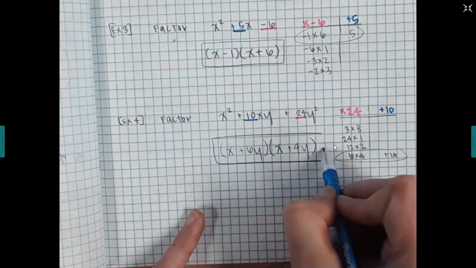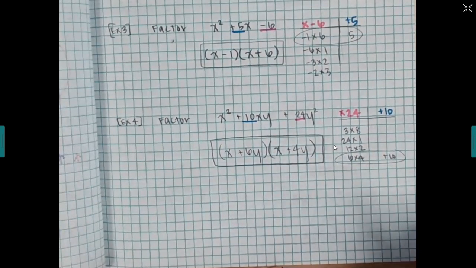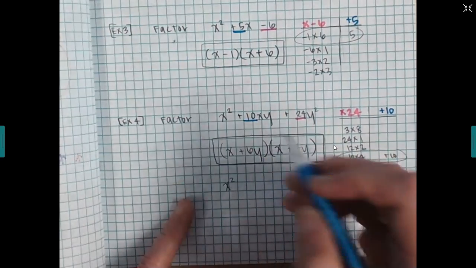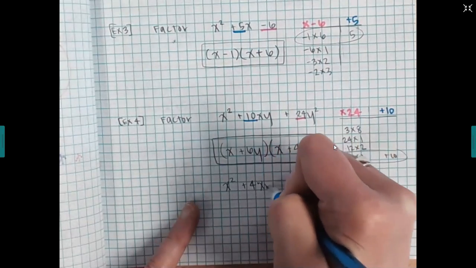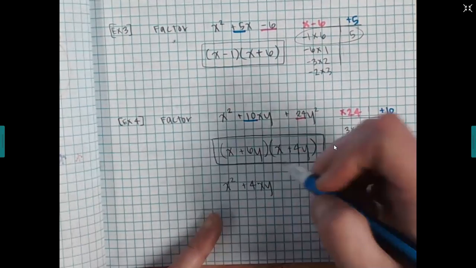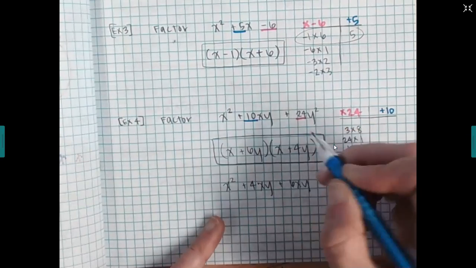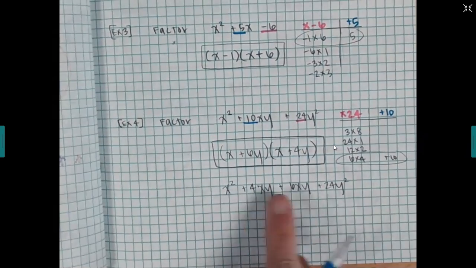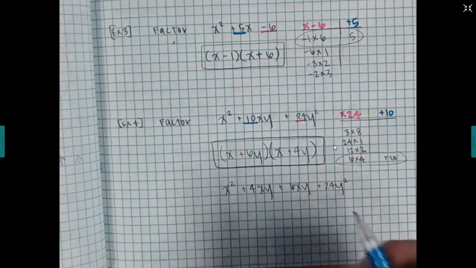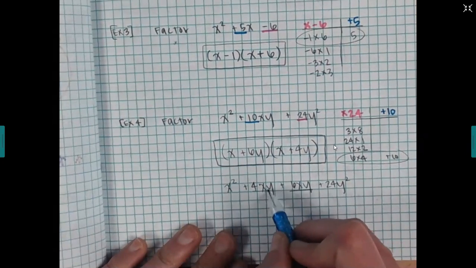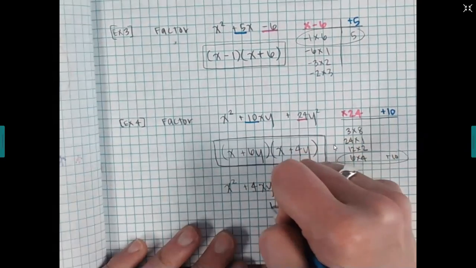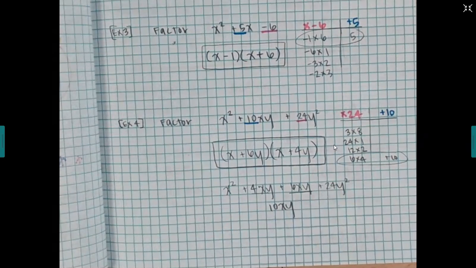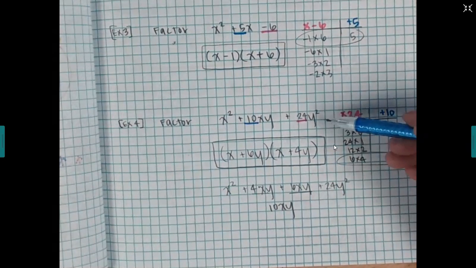I'm going to double check by multiplying just to make sure that I got it right. So x times x is x squared. x times 4y is 4xy. 6y times x is 6xy. And then 6y times 4y is 24y squared. So I do have my x squared and my 24y squared. And then I can double check 6xy plus 4xy is 10xy. So I know that my answer is correct because when I multiply that out, I get back to my original trinomial.